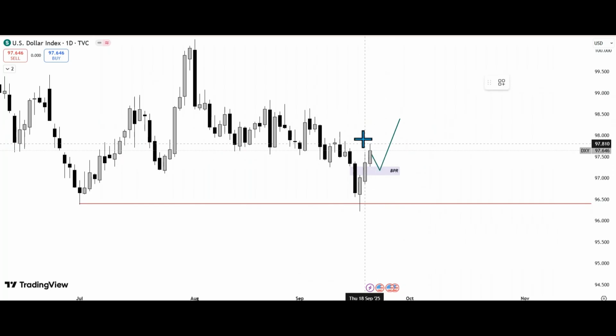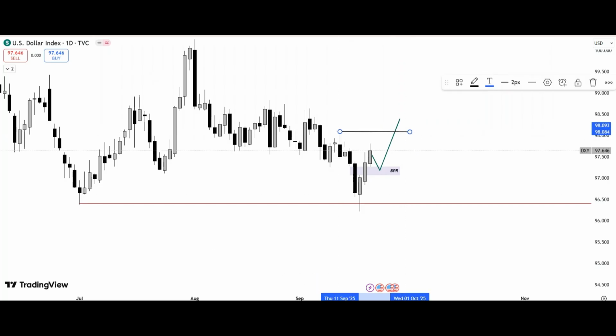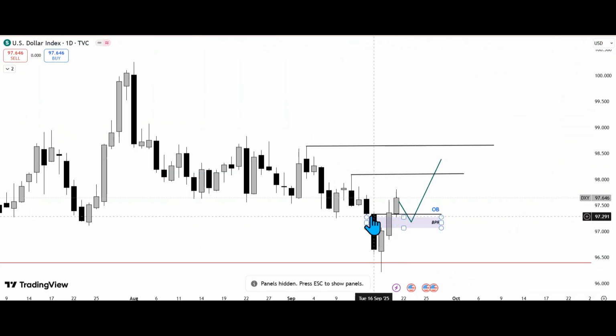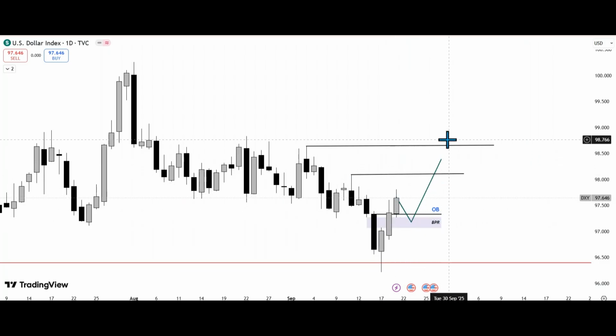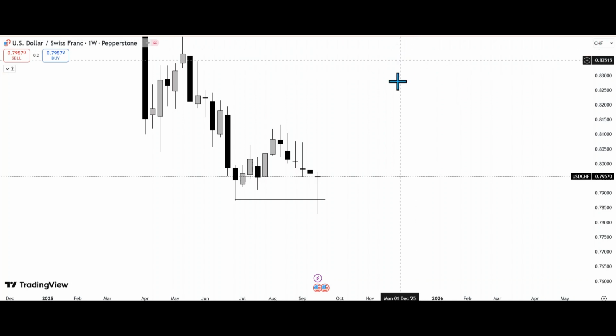So I'm looking at all these buy side liquidities. Looking at this buy side liquidity here, I'm also looking at these buy side liquidities there. I also have an order block here. These are daily order blocks. So I'm watching these two key levels as potential plays that the market could retrace to, and then we have this bullish move. So let's look at USDCHF.